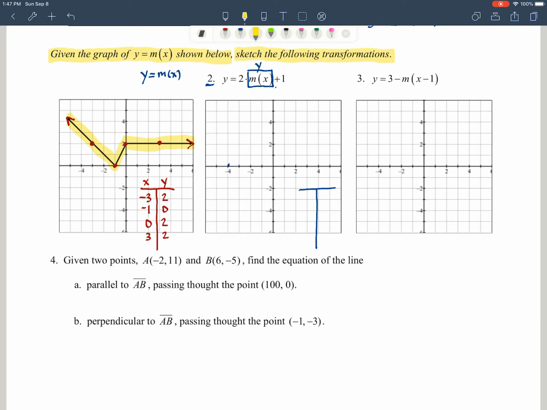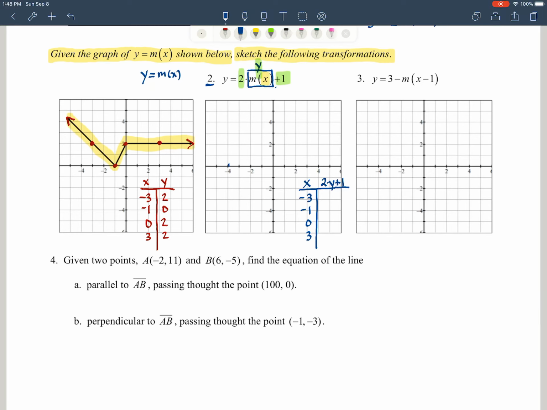So when we look inside our parentheses where x is, there's nothing happening to it, which means that we're going to keep the same x values. X is not being shifted left or right. So let's just go ahead and copy the values that we had, -3, -1, 0, and 3. Our y coordinates here, this is like saying 2 times our y plus 1. So when we write that in here on our table, we're going to do 2 times y plus 1. And remember, this is going to apply to each of the y values in our original table.